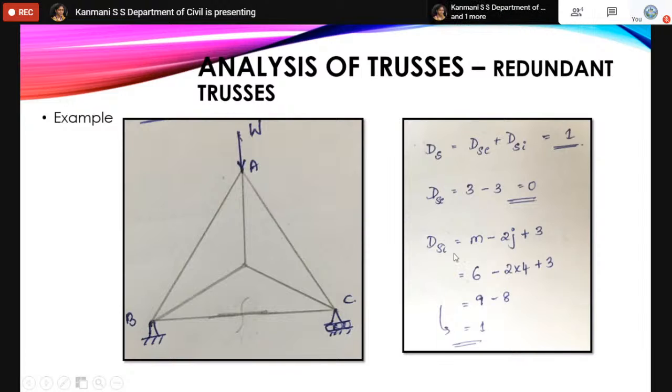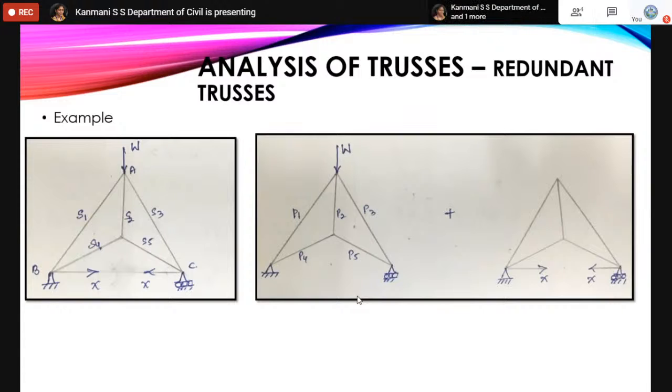After finding this indeterminacy, we have to carefully release the redundant, any redundant we want. So one extra redundant is there, we will release this. Sometimes in the problem, they themselves will give which is the redundant force we have to consider. Since nothing is given in this problem, I'll take BC as a redundant member. Redundant member is nothing but an indeterminate member, which we cannot solve by using equations of equilibrium alone. So what I do is I will release this.